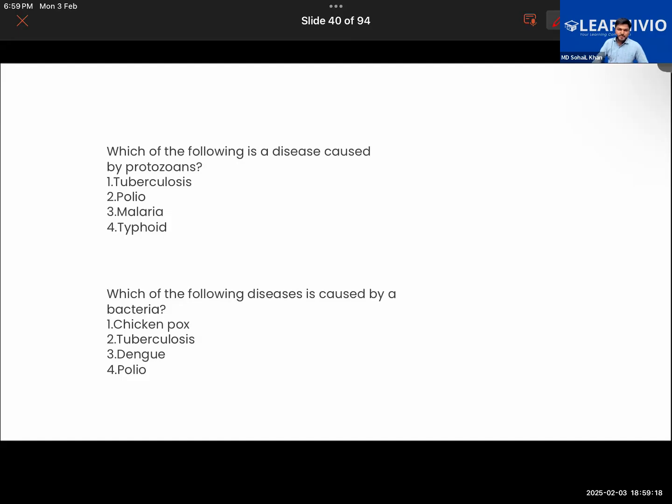You guessed tuberculosis. It's tuberculosis. Good. Which microorganism causes tuberculosis? Yeah, anyone remember the name?